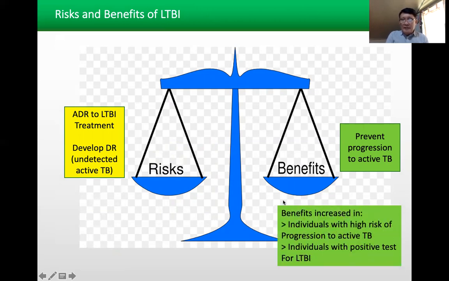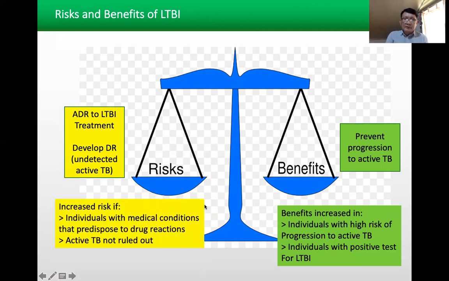Another benefit is for individuals with high risk of progression to active TB, and individuals with positive tests for LTBI. For the risk, there is increased risk in individuals with medical conditions that predispose to drug reactions, and if active TB is not ruled out. So here we can see we have the risks and we also have the benefits.